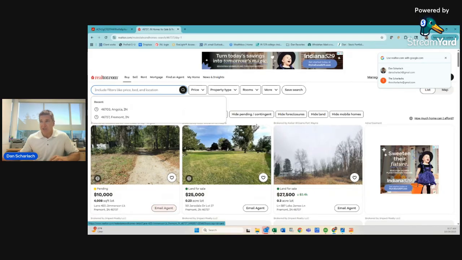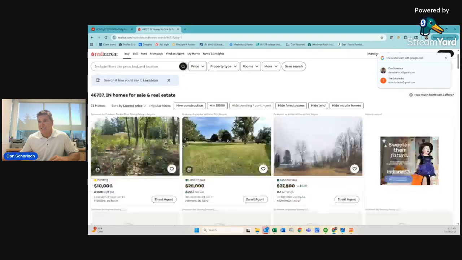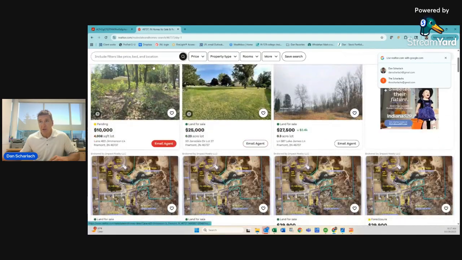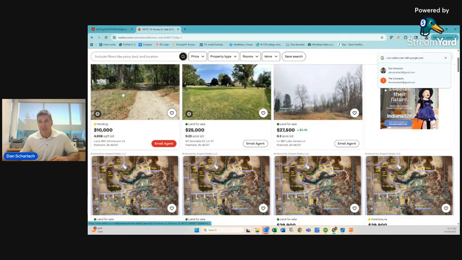Okay, so this is just another city that's really close to me. You can see here is a $10,000 lot. Okay, so on this, I'd want to assess, where is it? What is it?